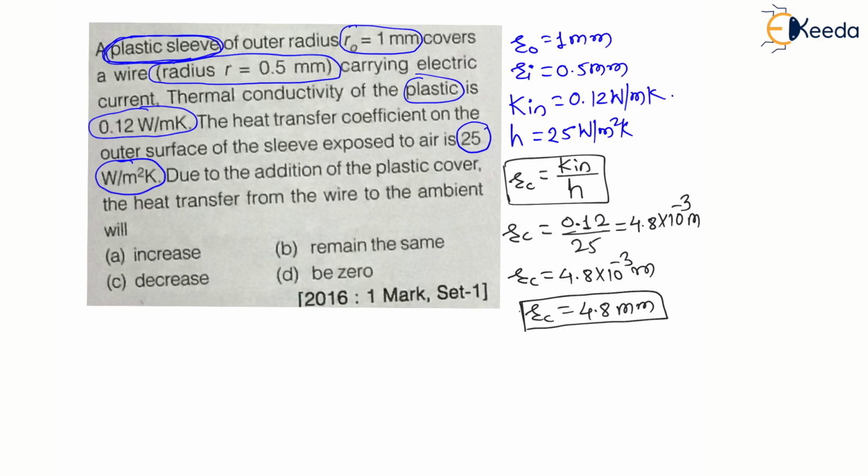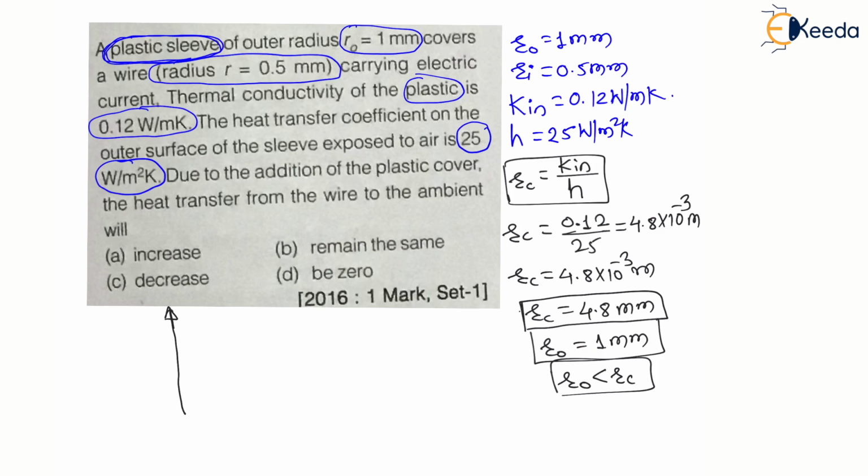Now we got here critical radius of insulation as 4.8 mm and the outer radius RO is given 1 mm. So let us compare them. Outer radius RO is equal to 1 mm. Therefore definitely here outer radius of insulation is initially less than critical radius of insulation. So already we have seen what is the significance of critical radius of insulation.